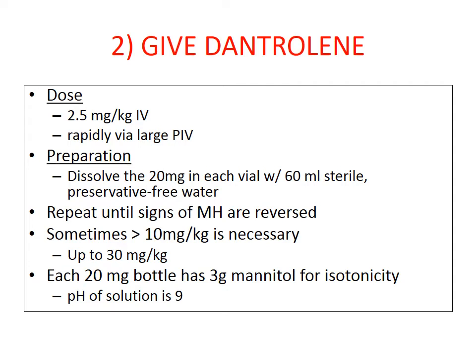Sometimes more than 10 milligrams per kilo is necessary, and it's been reported as high as 30 milligrams per kilo, which is quite a large fluid volume in most patients. You want to repeat the dosing of dantrolene until signs of MH are reversed. And then just as a side note, each 20 milligram bottle has 3 grams of mannitol, which is added to balance the pH solution to 9 and create isotonicity.